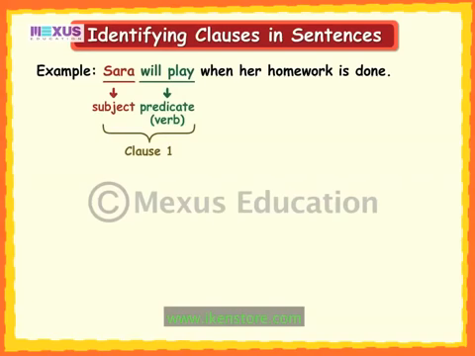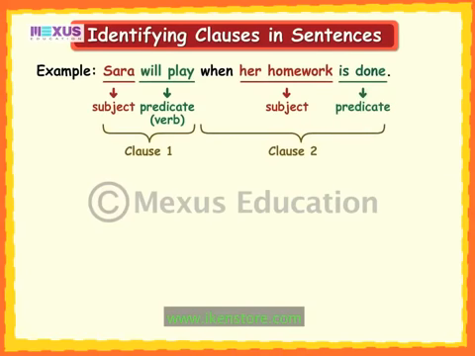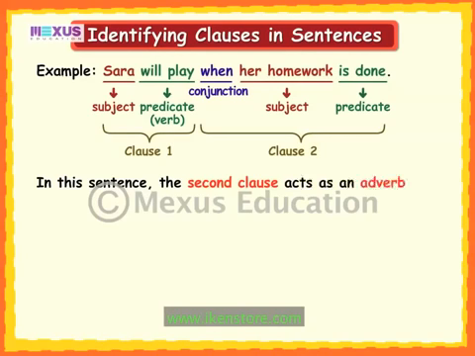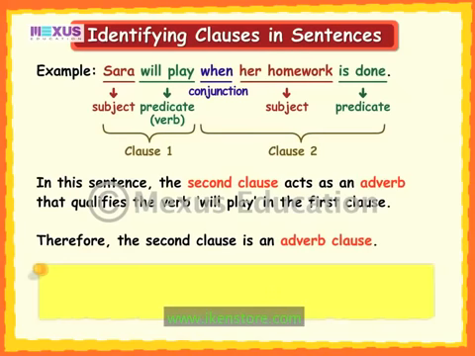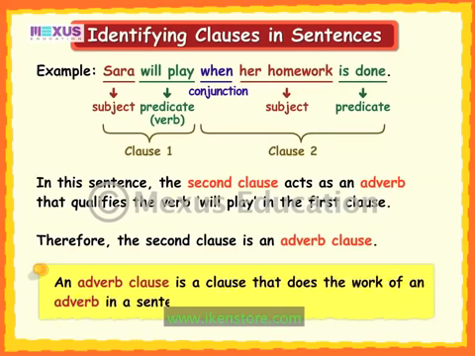The second clause in the sentence is when her homework is done. In this sentence, her homework is the subject and is done is the predicate. The word when acts as a conjunction which joins the two clauses. In this sentence, the second clause acts as an adverb that qualifies the verb will play in the first clause. Therefore, the second clause is an adverb clause. Thus, an adverb clause is a clause that does the work of an adverb in a sentence.